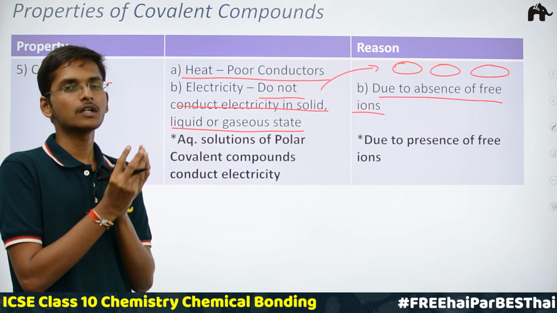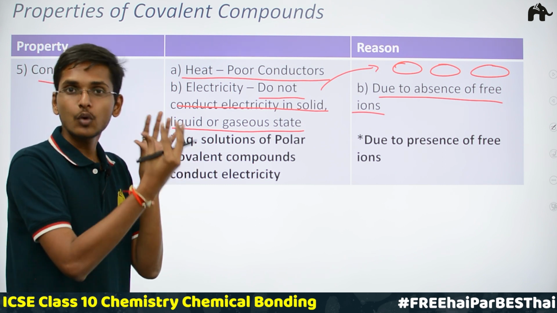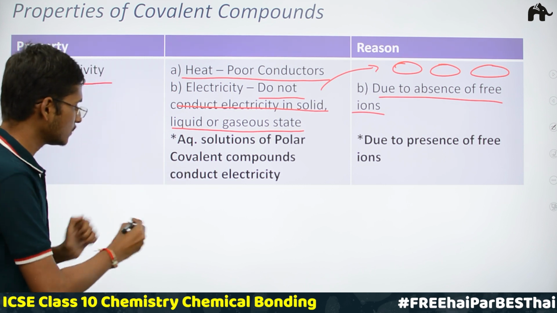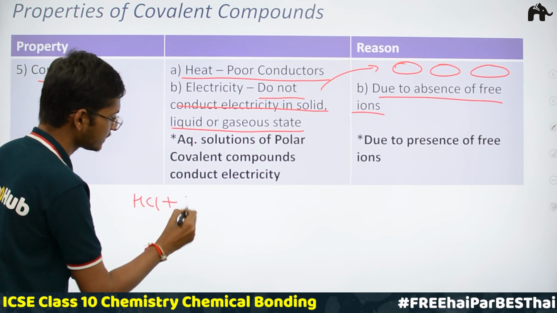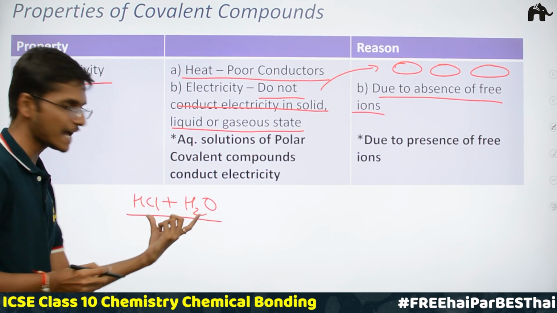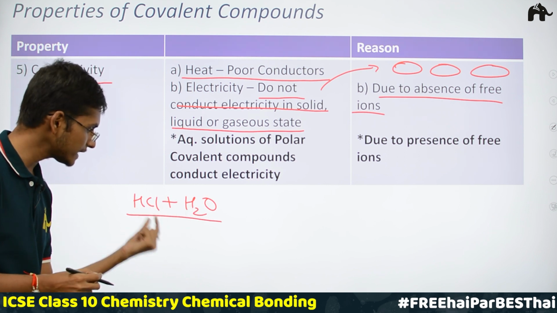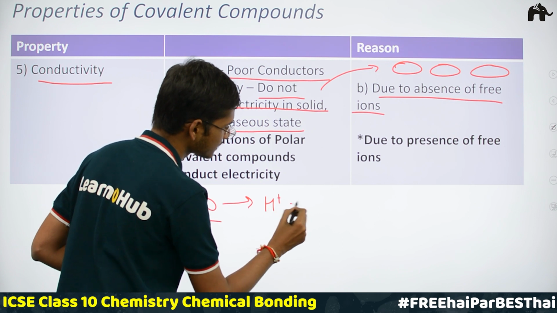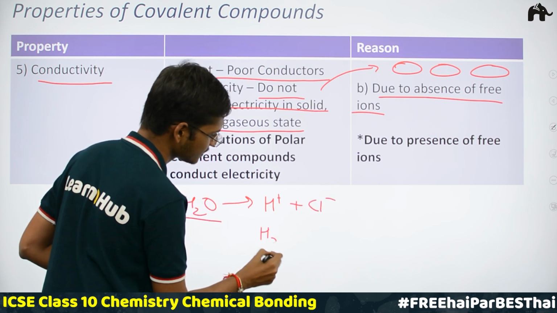The molecules are broken down into ions, or ions are formed from the molecules, right? So right now we have seen HCl plus water. What is this? The aqueous solution of polar covalent compound HCl, right? It is getting converted into H plus and Cl minus, right? This H plus means H3O plus.